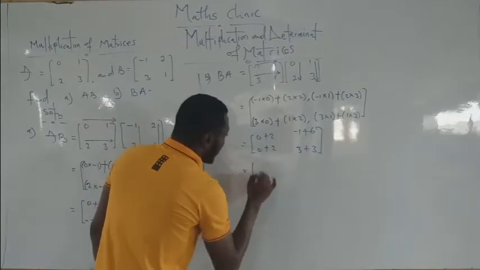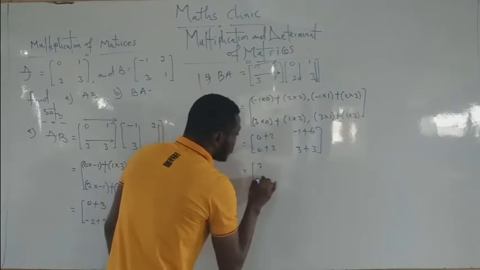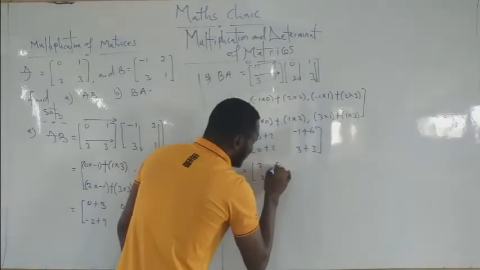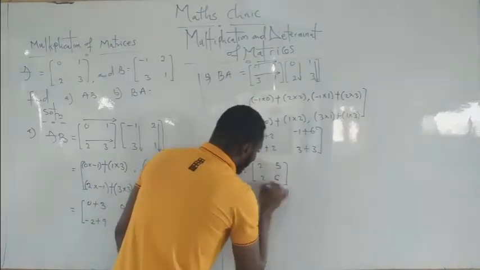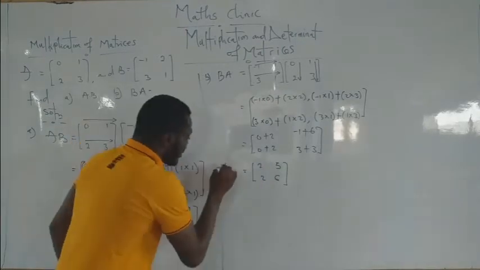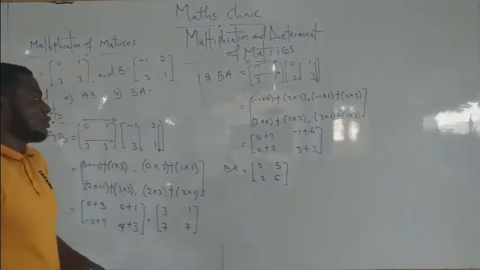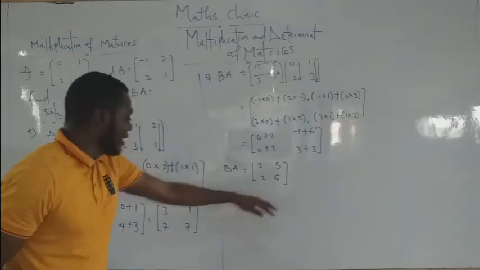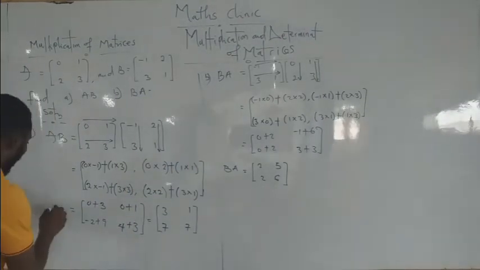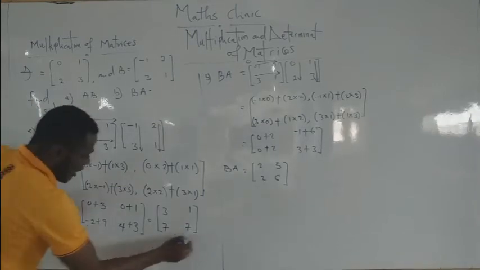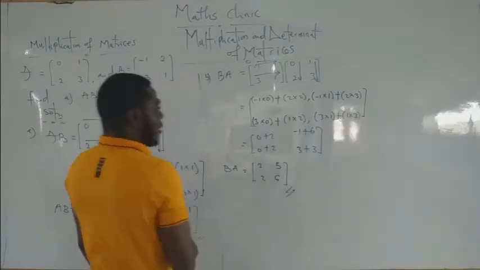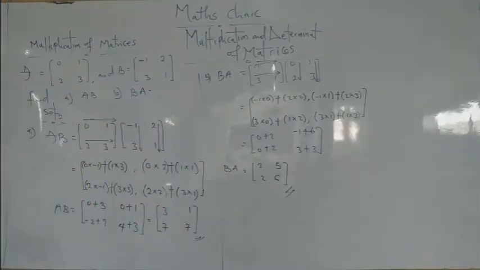Okay, and that gives what? 2, 2. This gives 5, and this is 6. Okay, so this is BA. You can see that BA is this and this is AB. AB, BA, they are not the same. Are we together?